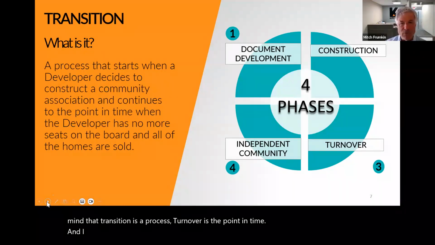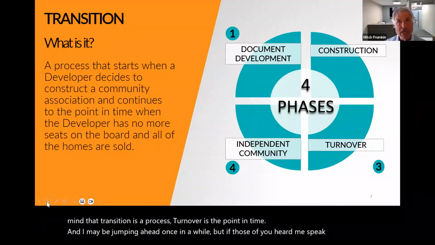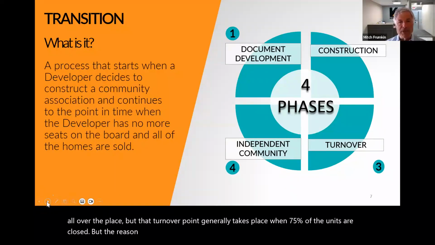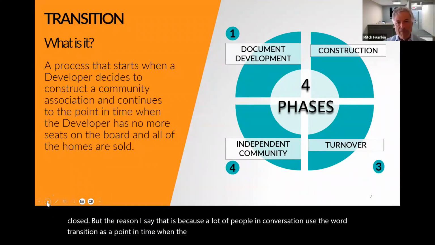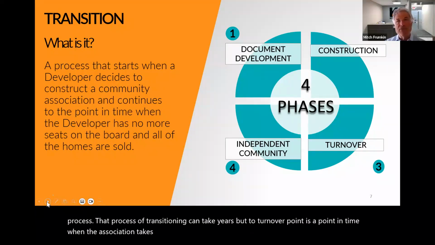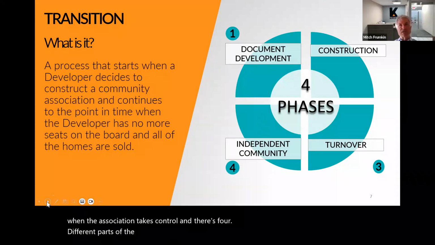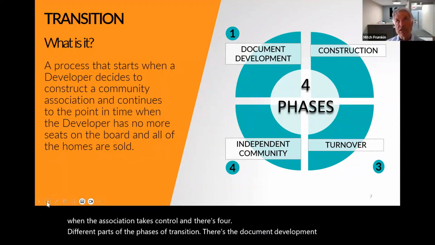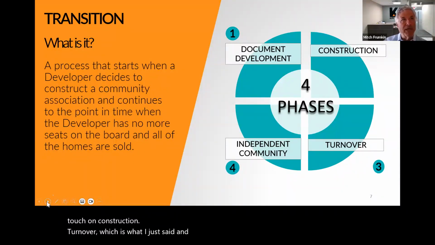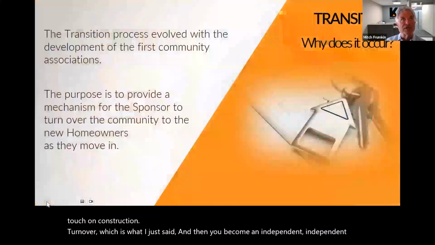And I may be jumping ahead once in a while, but those of you who have heard me speak know I go all over the place. That turnover point generally takes place when 75% of the units are closed. The reason I say that is because a lot of people in conversation use the word transition as a point in time when the association takes control. But keep in mind, it's a process. That process of transition can take years, but the turnover point is a point in time when the association takes control. And there are four different phases of transition: document development, construction, turnover, which is what I just said, and then you become an independent community.